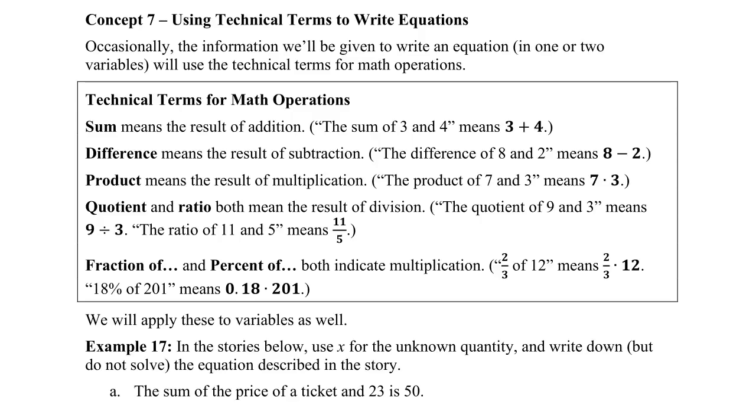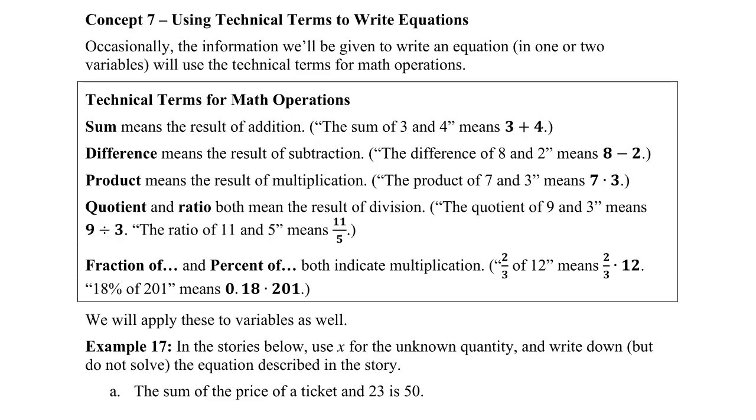Usually, when we're constructing a model for a real life situation, we are left with using our basic understanding of how just things in the world fit together to decide what math operations to use. However, sometimes information is communicated to us using the technical terms for math operations. And so we need to be familiar with these technical terms and how to use them in order to build an equation. So what are the technical terms for math operations?